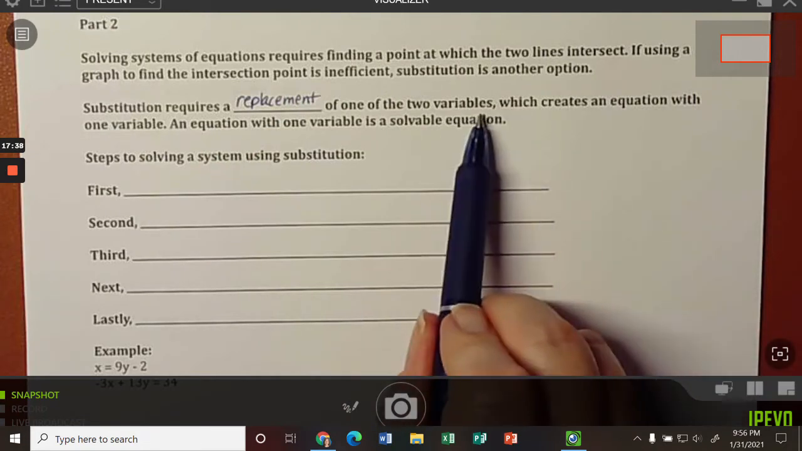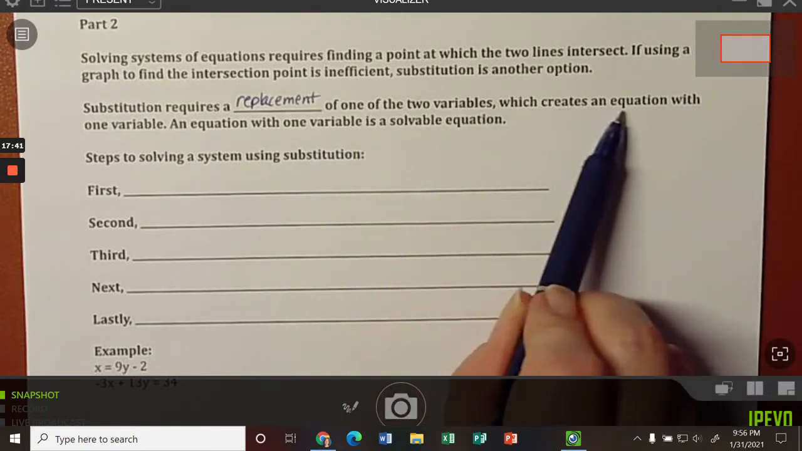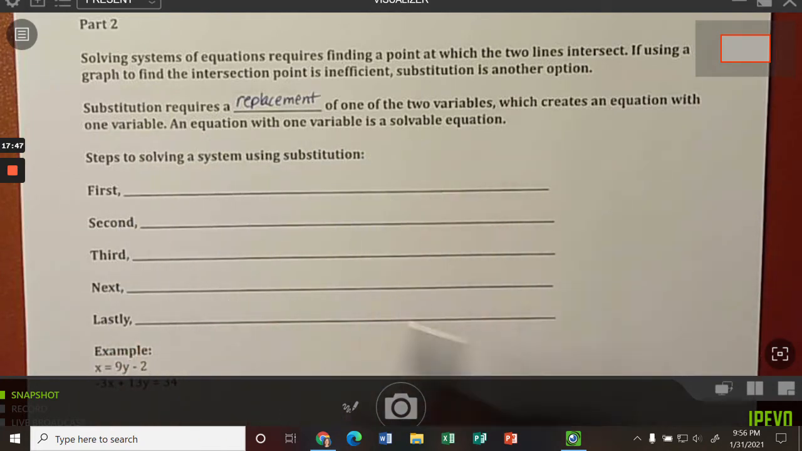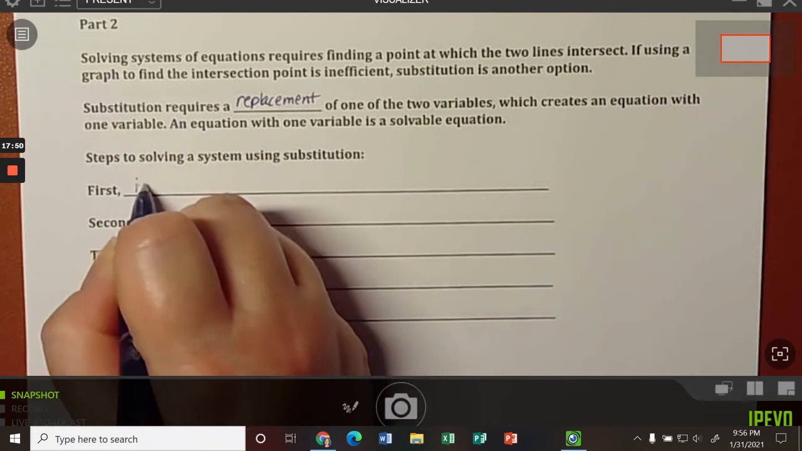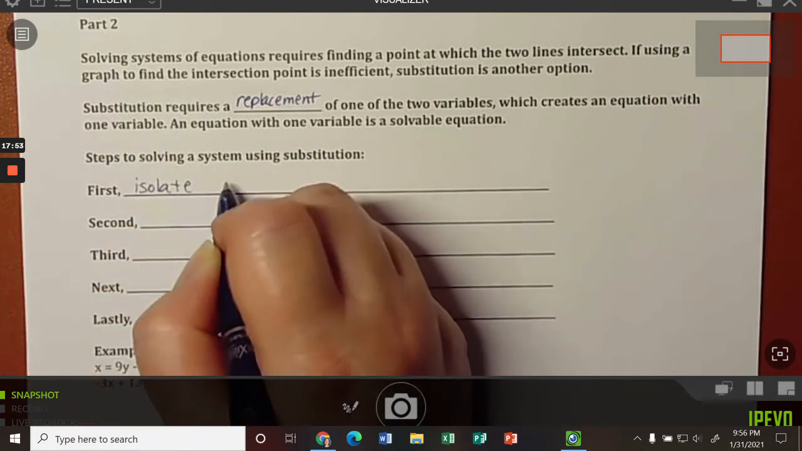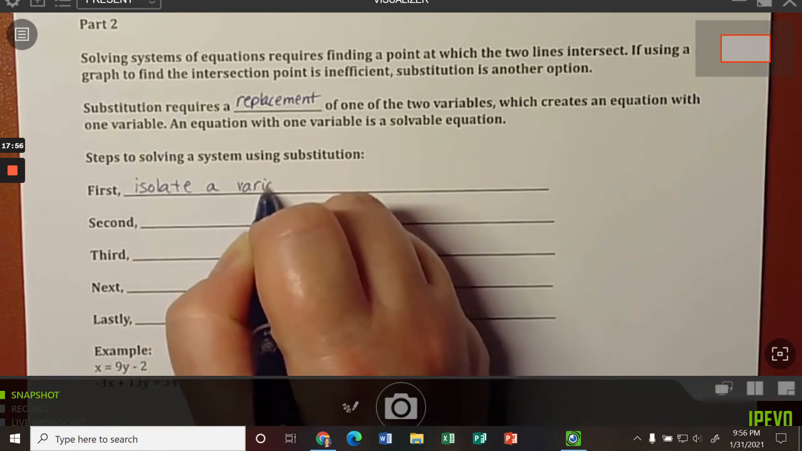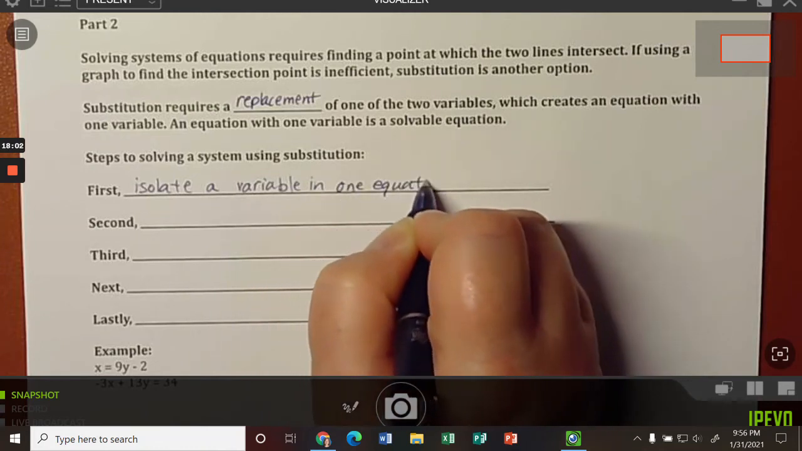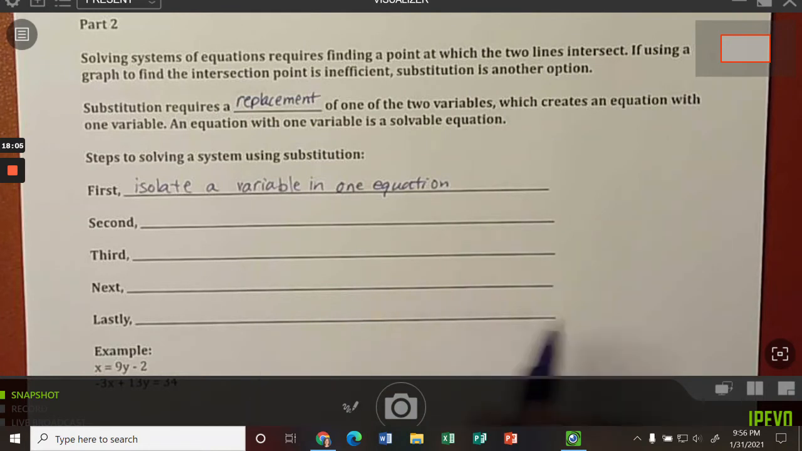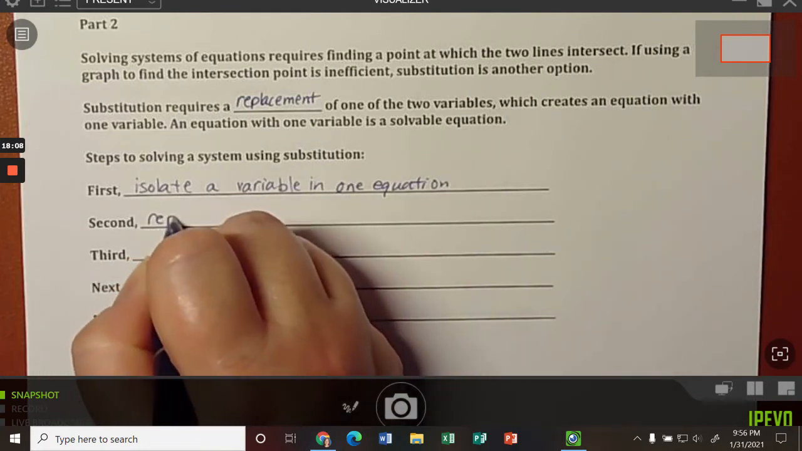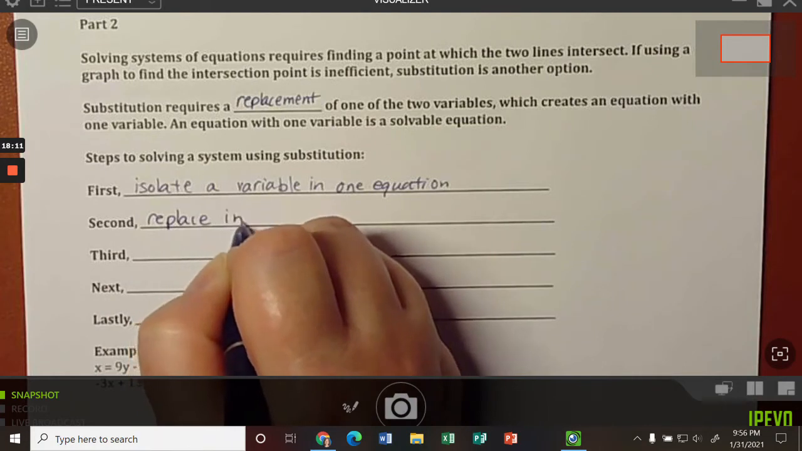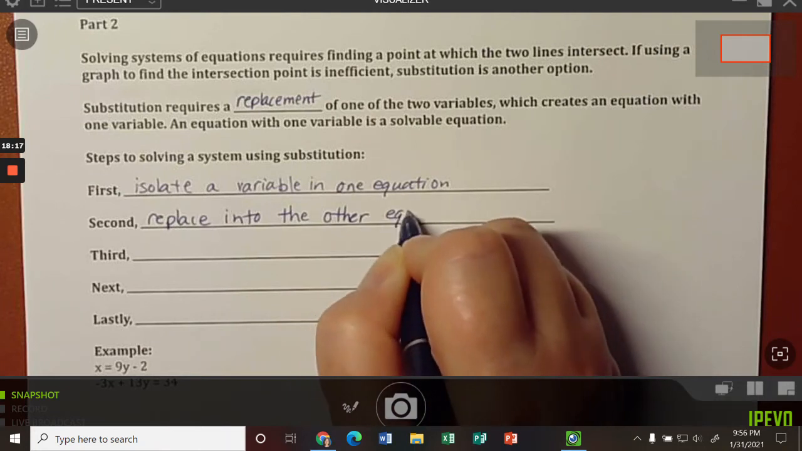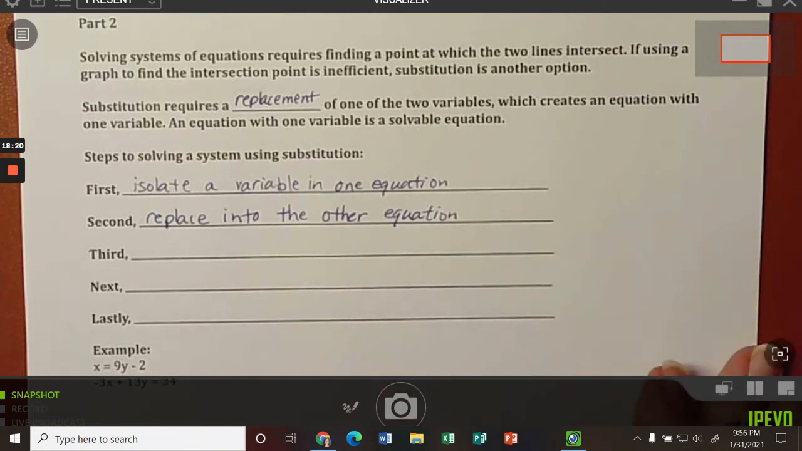Okay, of one of the two variables, which creates an equation with one variable. An equation with one variable is a solvable equation. So here are the steps. Isolate a variable in one equation. Okay, replace into the other equation using parentheses.